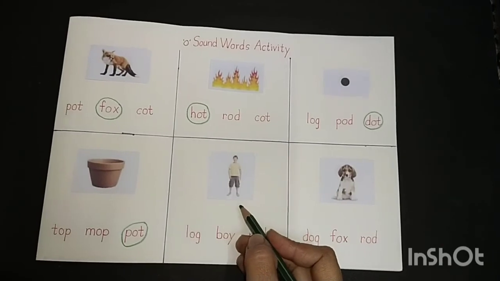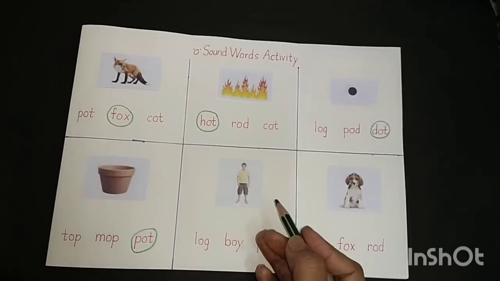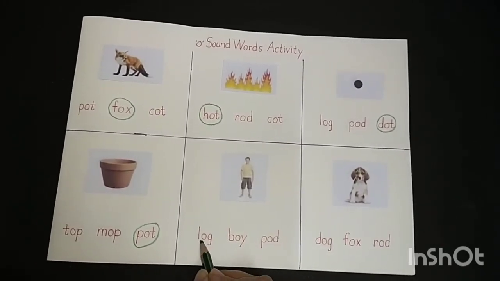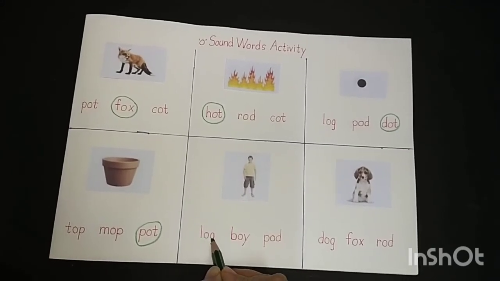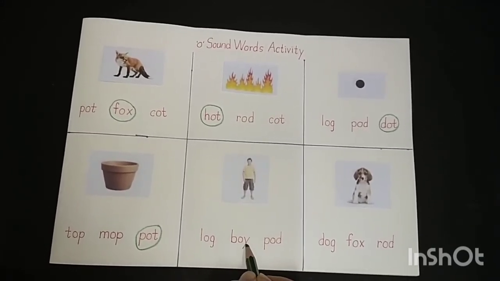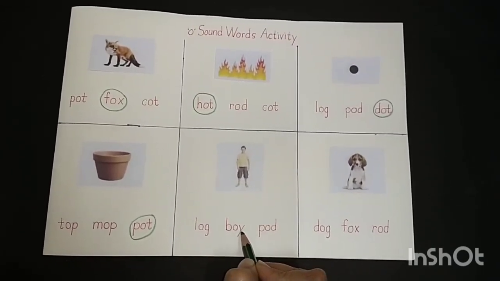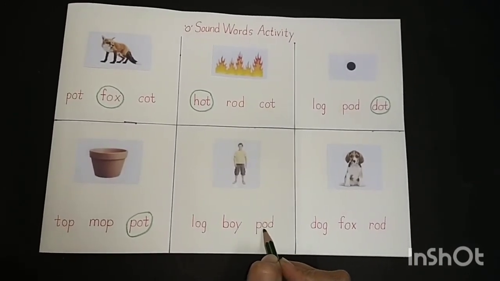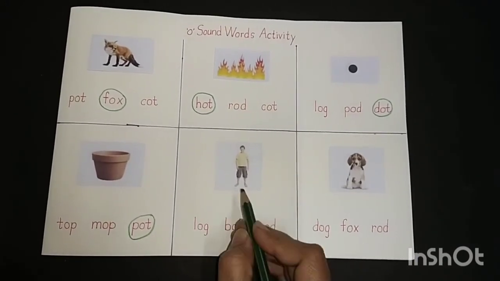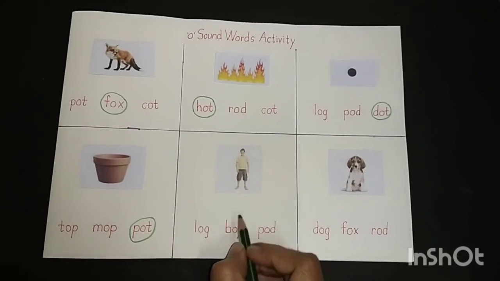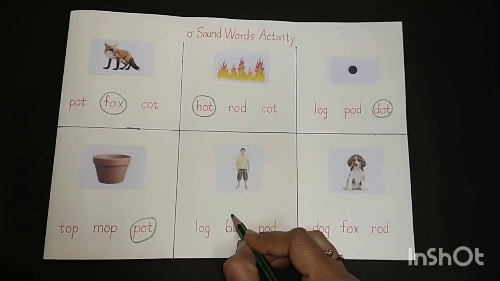Which picture is this? Boy. Now read the spellings. L-O-G, log. B-O-Y, boy. P-O-D, pod. So this is a boy. So we will circle the word boy.